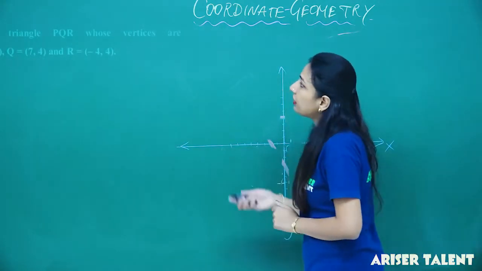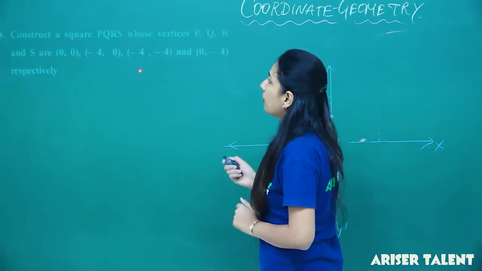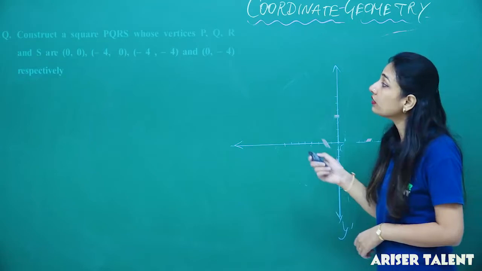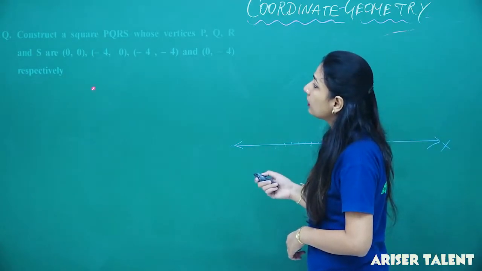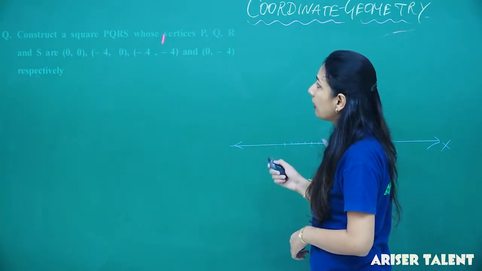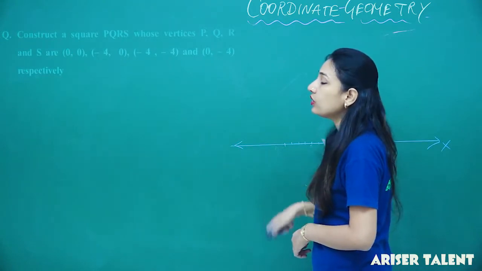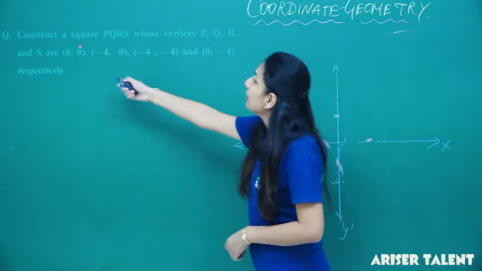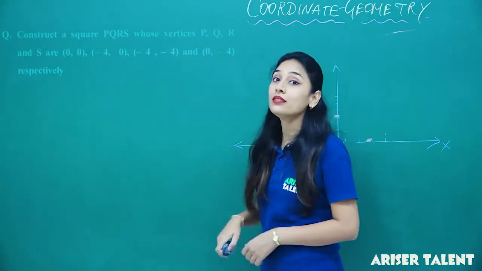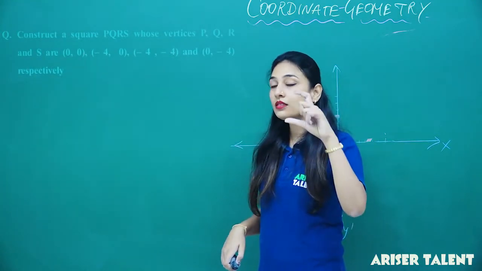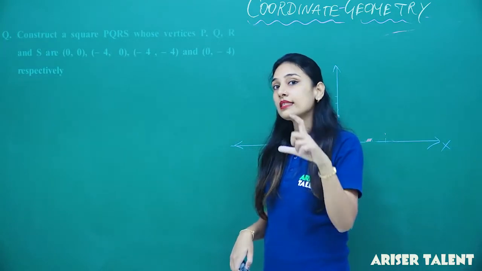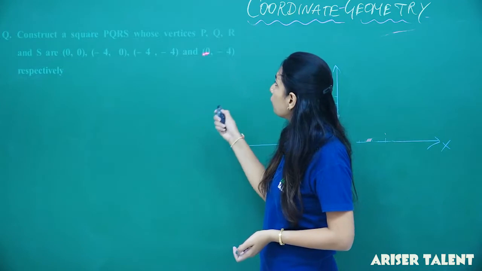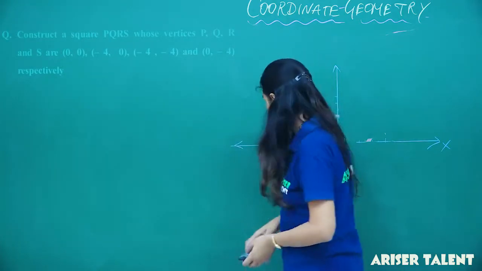So your question is, construct a square PQRS whose vertices P, Q, R and S. Now you have to construct a square. Now whose vertices 0, 0, minus 4, 0, minus 4, minus 4, 0, minus 4 respectively. Now look at the y's. So y's here 0 and 0 are same, because the square will be having all sides equal. So that will be 0 and 0 and minus 4 and minus 4 here. And that should be okay.